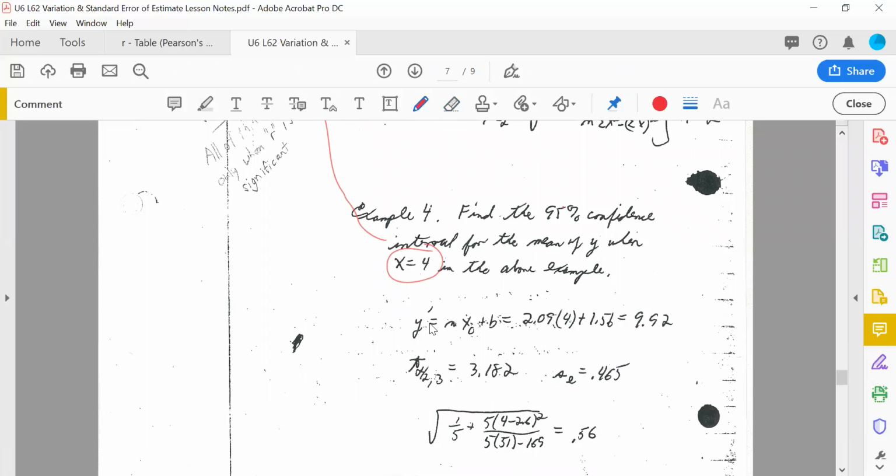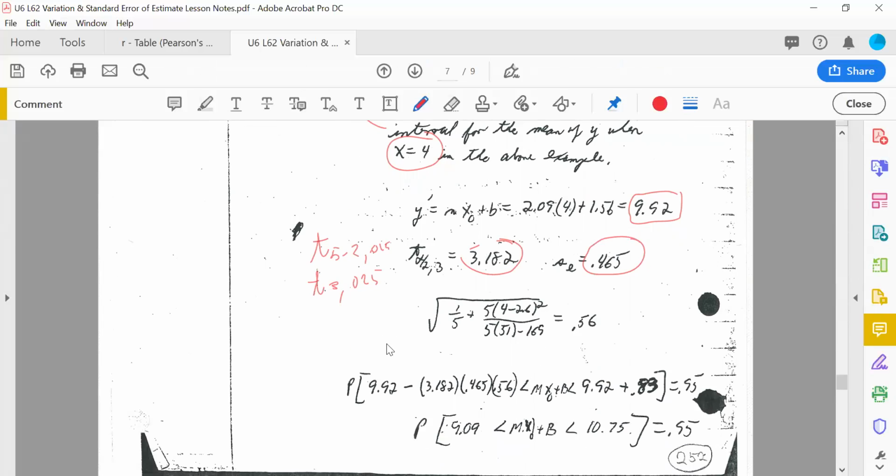All right, so the y prime equation was 2.09x plus 1.56. Plug in 4, and you get the predicted y value. This is what you're building your confidence interval around. That's not so bad. Since n equals 5, that would be t with 5 minus 2 degrees of freedom at the 0.025 level, because it's alpha over 2. So that's t with 3 degrees of freedom, 0.025. And that's right here. Standard error is 0.465. The calculator program just gives you that. So really, this isn't so bad at all.